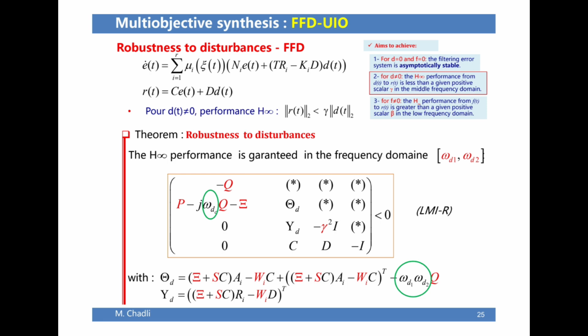And you can see also that this result depends on the frequency domain. And the objective, as I said before, is to minimize the parameter gamma to reject the disturbances, where here the objective is to maximize the parameter beta in order to render the residual sensitive to faults. Okay?